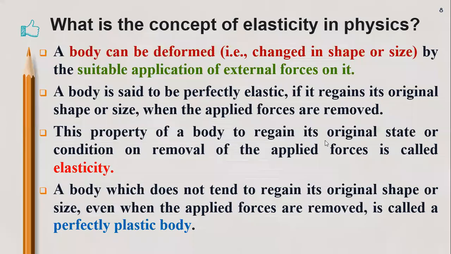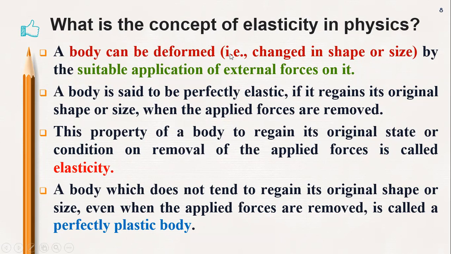Next, what is the concept of elasticity in physics? A body can be deformed, that is, changed in shape or size, by the suitable application of external forces on it. A body is said to be perfectly elastic if it regains its original shape or size when the applied forces are removed. This property of a body to regain its original state or condition on removal of the applied forces is called elasticity.